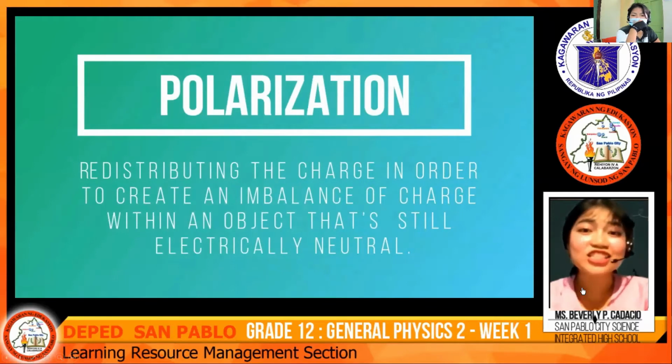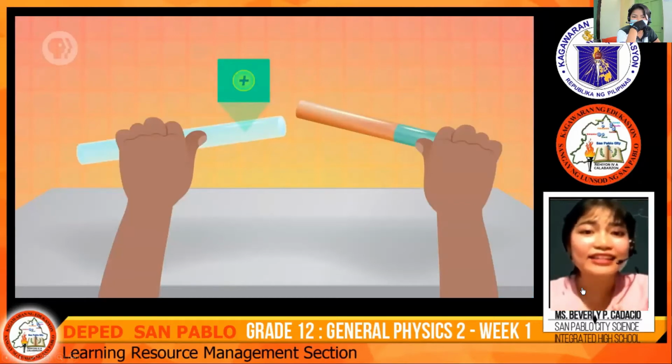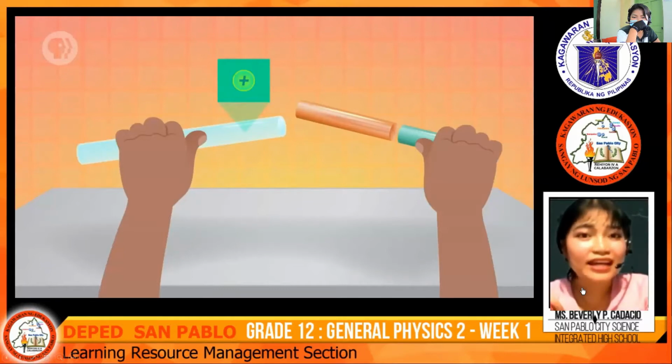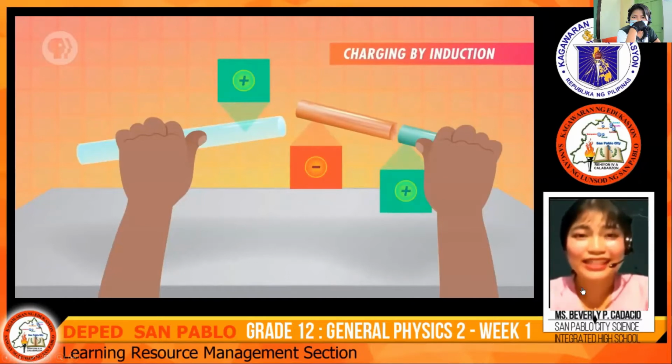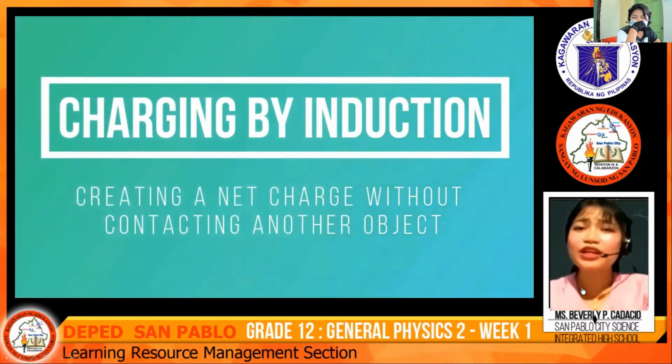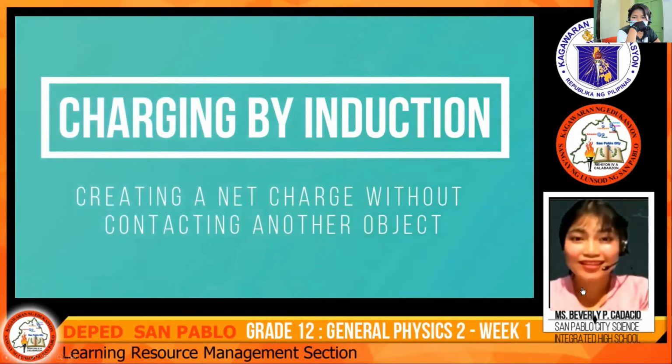We've redistributed the charge in order to create an imbalance of charge within an object that's still electrically neutral. Now, imagine that we slice the metal rod right down the center. It still hasn't touched the positive rod, but since we split it while an imbalance was present, we're left with one positive side and one negative side. This process is known as charging by induction, creating a net charge without contacting another object.